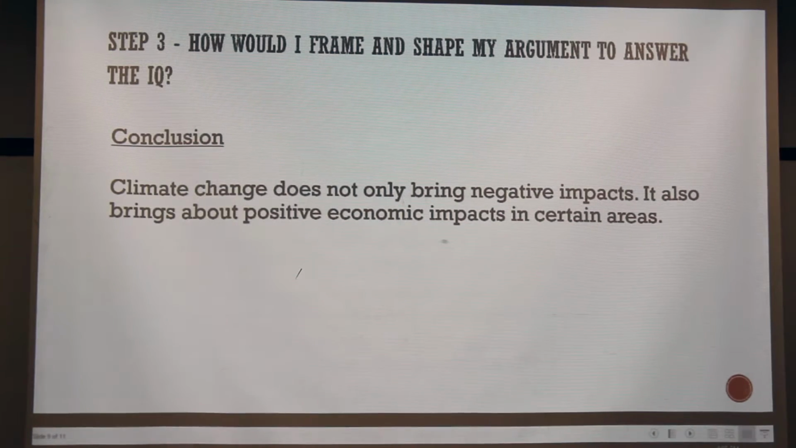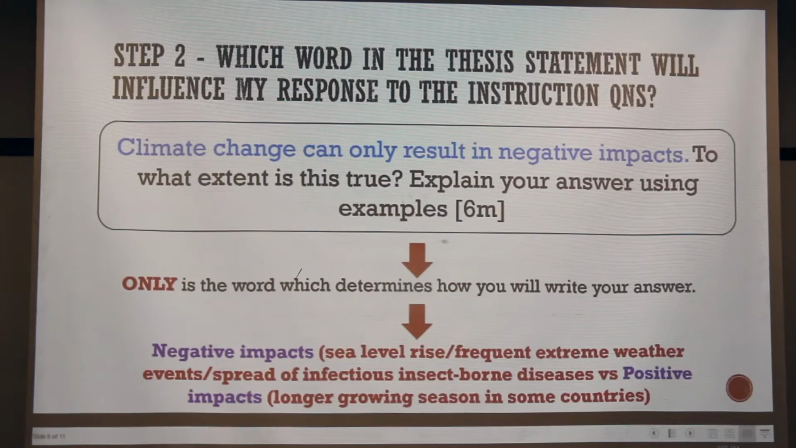Okay, how would I frame and shape my answer? So my conclusion. Okay, how should you write a conclusion? Hence, they are not only negative impacts, but they are positive impacts, such as your points. Yeah, you list out your points and the impacts they bring about. So importantly, you must bring in your concepts as well.